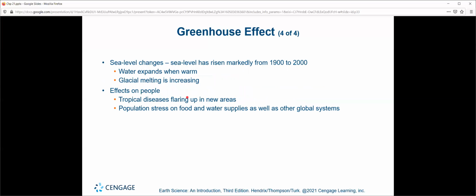Of course, sea level changes are an issue. This is a big concern in small island nations as well as for coastal communities. Miami, of course, being a prominent example in America. They're having to build walls to keep the rising sea levels out of their condominiums. Effects on people, of course, tropical diseases flare up. These things are all connected to global warming.